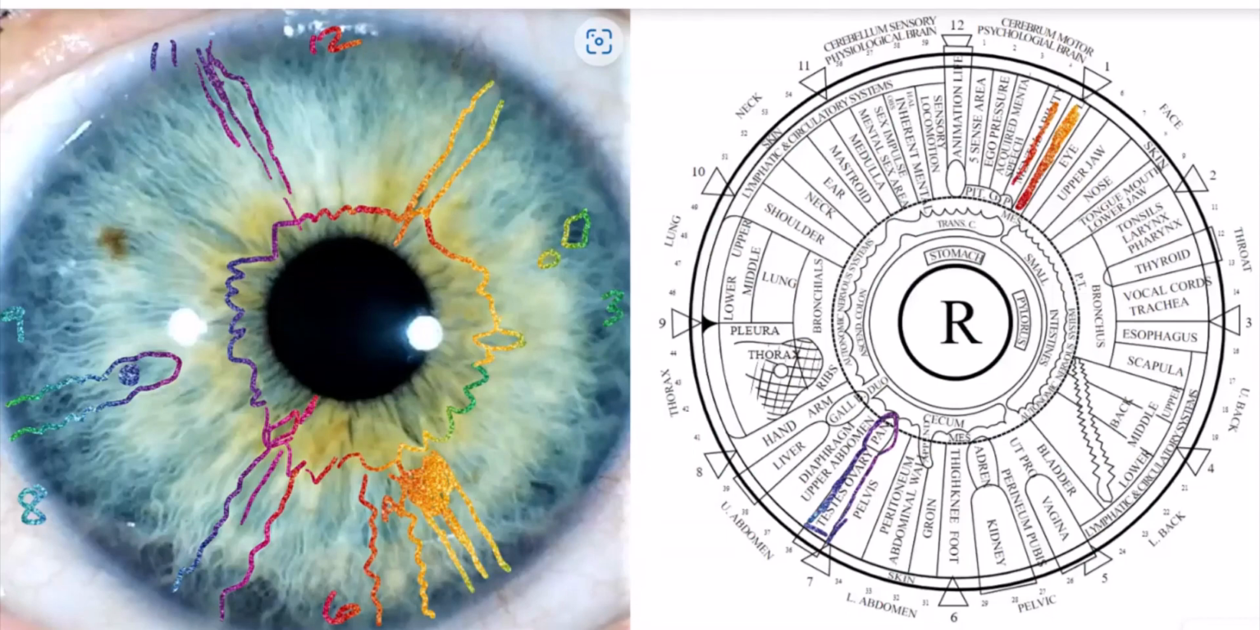Okay, so in conclusion, I just want to see if there's anything we may have missed, anything else I would like to say. You know, we're not seeing nerve rings in this iris. Let me just get my notes.